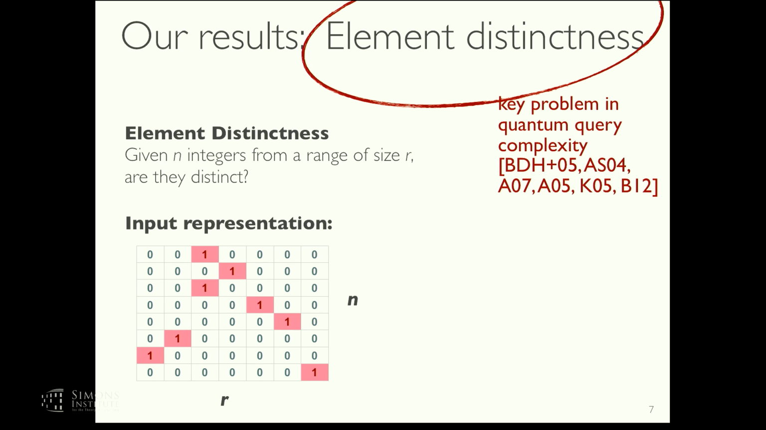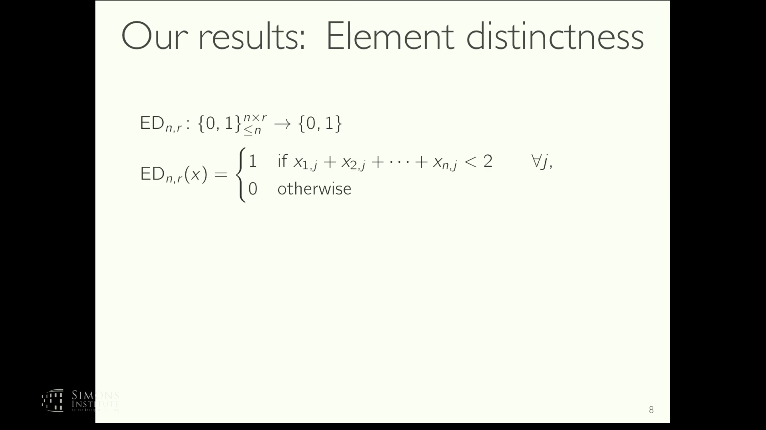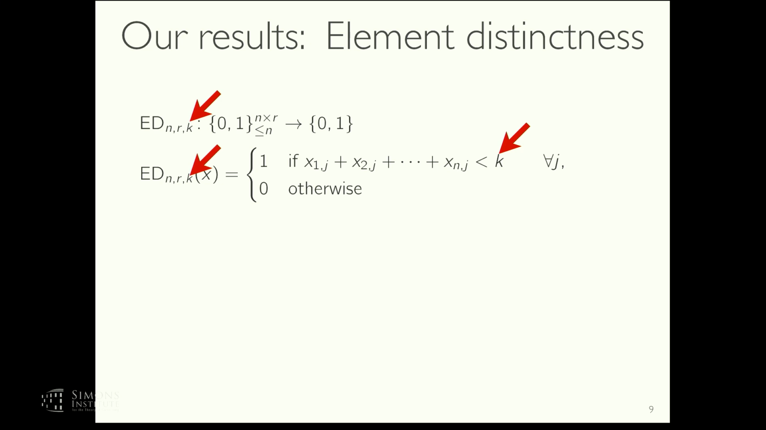We'll consider a more general setup where you're given an arbitrary Boolean matrix of order n by r with at most n ones. We don't care how they're placed within the matrix. It really doesn't matter. And then the function is defined by 1 if there's no row with a repeated entry and 0 otherwise. You can consider a generalization of this problem to k-distinctness, where the parameter k is set to 2 in the version that I just described.